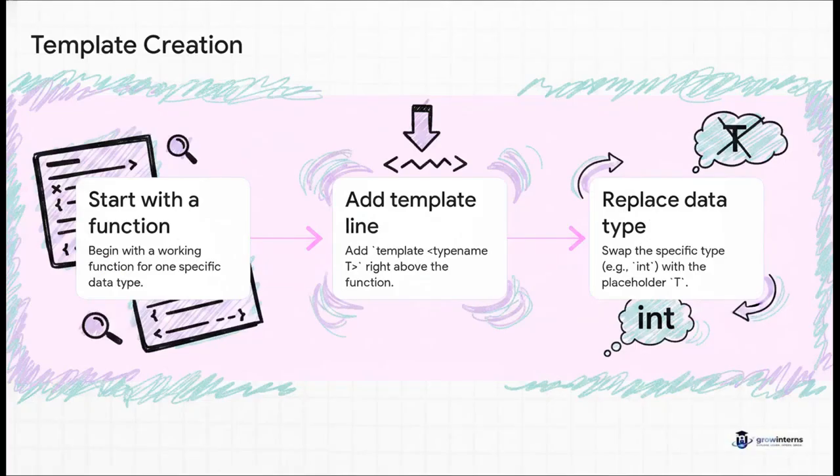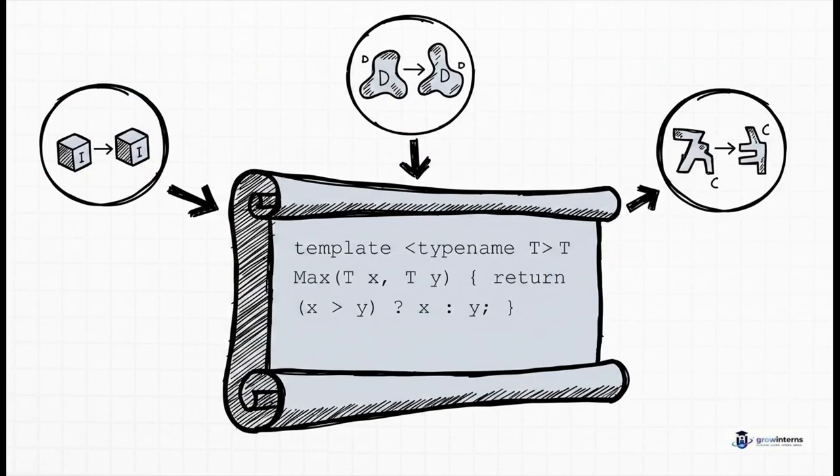And you know what? Creating one is surprisingly simple. You just start with a normal function that you know already works, like our int max function. Then, right above it, you add this little piece of magic. template <typename T>. And for the final step, you just go through your function and replace every int with the generic placeholder, T. That's it. And here's what it looks like when it's all put together. You see the template declaration up top? And now the return type is T, and the parameters x and y are also of type T. This one little piece of code now works for pretty much any data type you can throw at it.